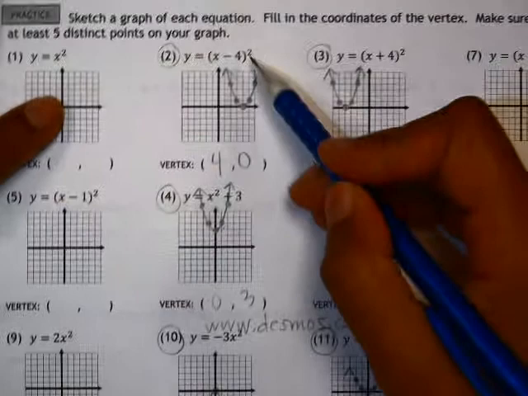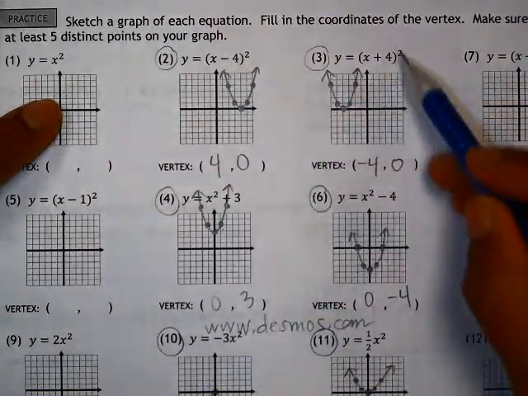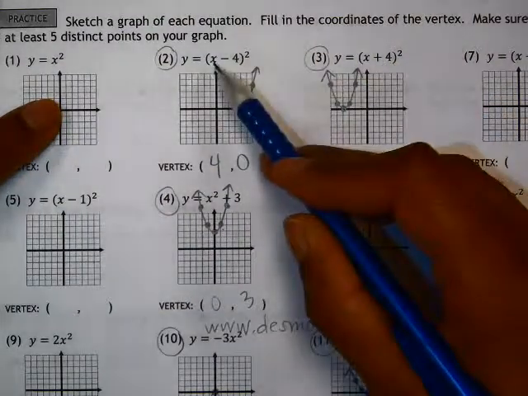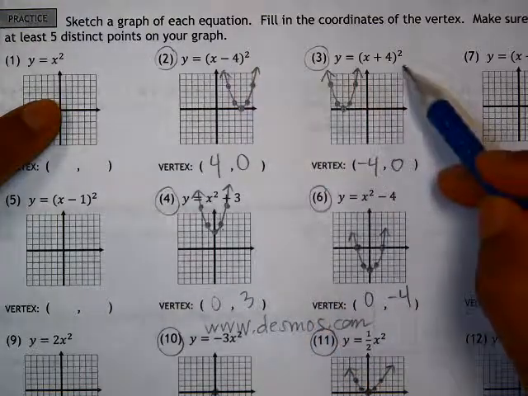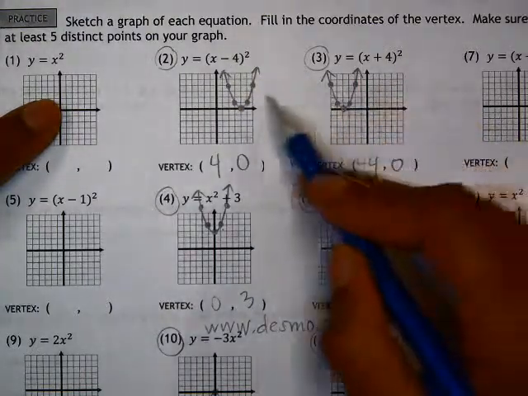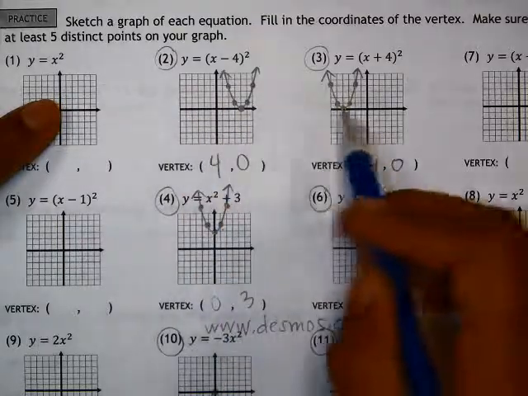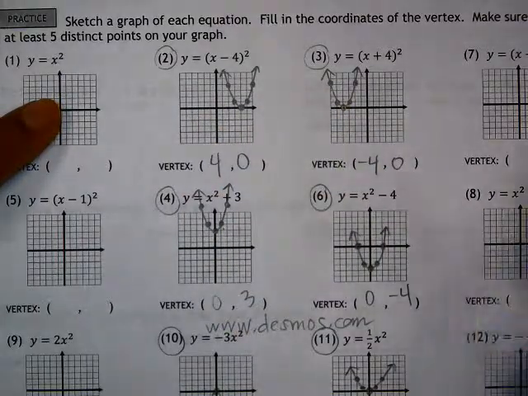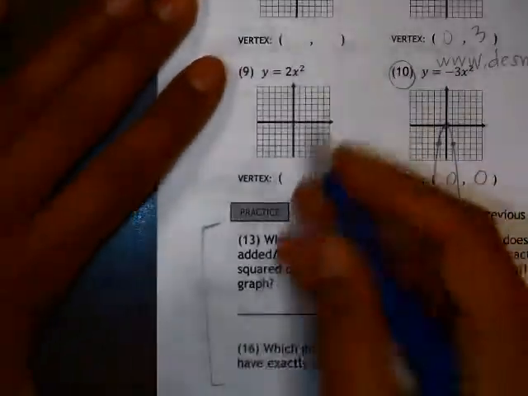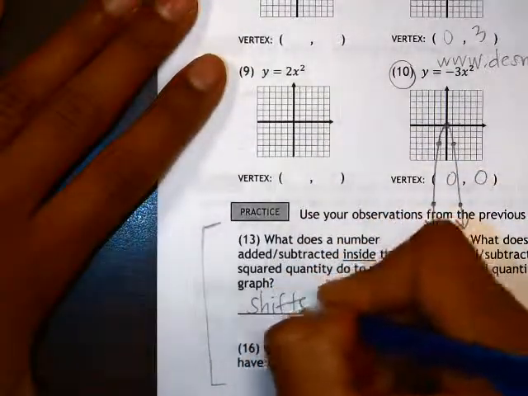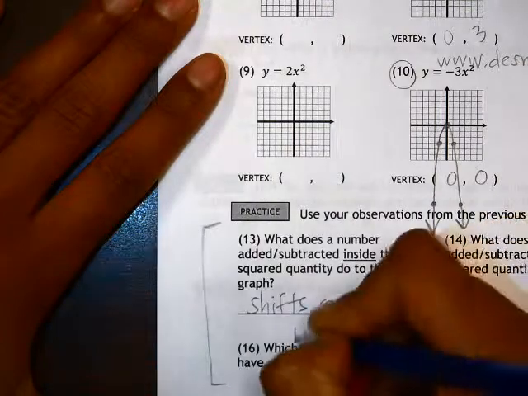So up here we have some problems where in the equation there was a number that was added or subtracted inside the squared quantity. If we look at these, we can see that the graph has shifted either right or left, depending on what that number inside the squared quantity was equal to. So I'm going to say here, shifts the graph right or left.